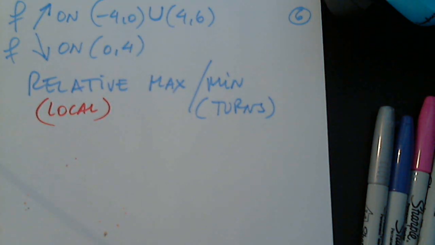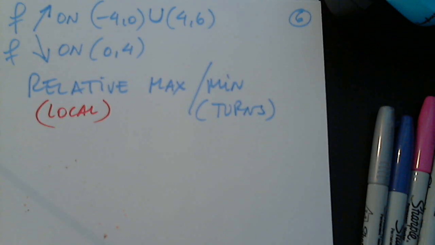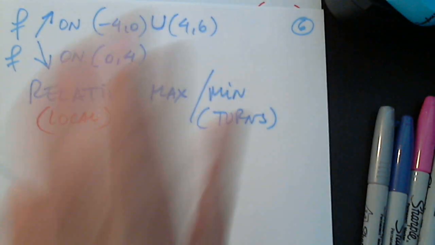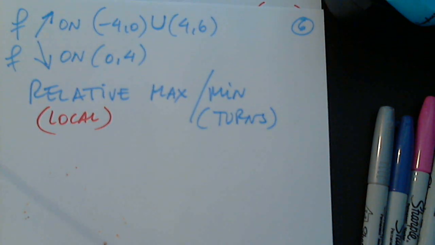Any questions? Any questions on these properties? A lot of properties, right? Domain, range, x and y intercepts, intervals of increasing and decreasing, and relative max and min. Any questions?